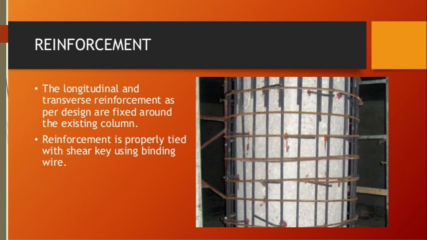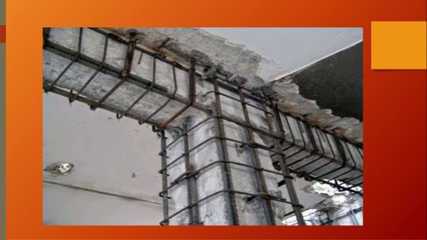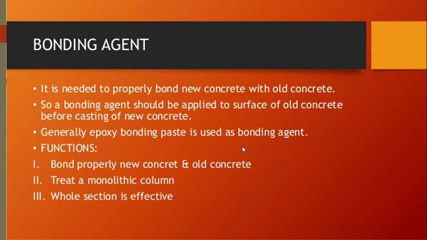See, this is the reinforcement. As per design, this reinforcement is fixed around the existing column, and it is properly tied with the shear key by binding wire. You can see this, the shear key is placed inside this.